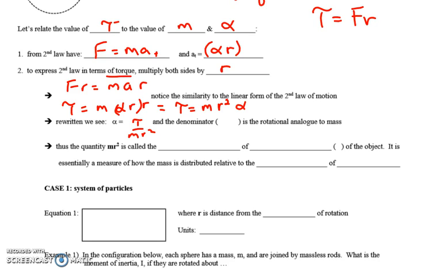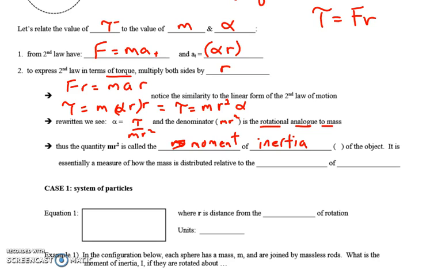Now let's talk about this denominator. Normally this would be a equals F net over m. So the m r squared is kind of like our inertia, except that it's not just mass. It's the rotational analog to mass, and it is called moment of inertia. Okay, so let me repeat that.